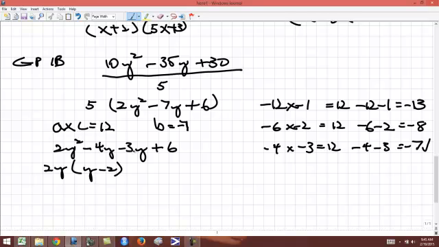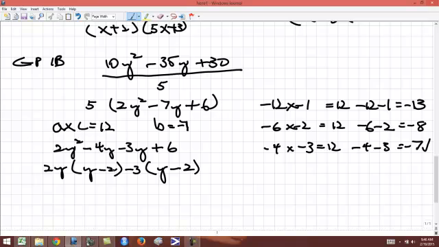Now I'm going to factor a negative 3 out of both of these terms. So I'm going to divide negative 3y by negative 3. So that's going to give me a positive y. So I'm going to put a negative 3 out here, and I'm going to give me a positive y on the inside, because negative 3 times y is now negative 3y. 6 divided by negative 3 is going to be negative 2. Why? Because negative 3 times negative 2 is going to give me 6.